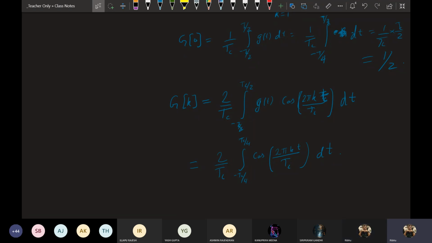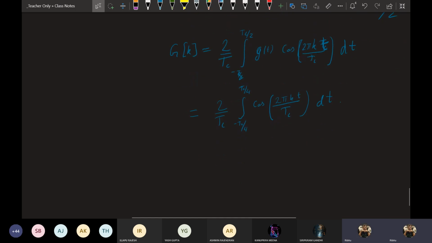So when we integrate this, is the integral of cos sine or minus sine? Riya, the integral of cos is sine or minus sine?